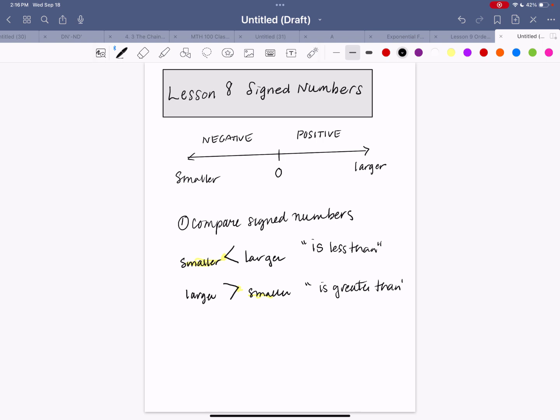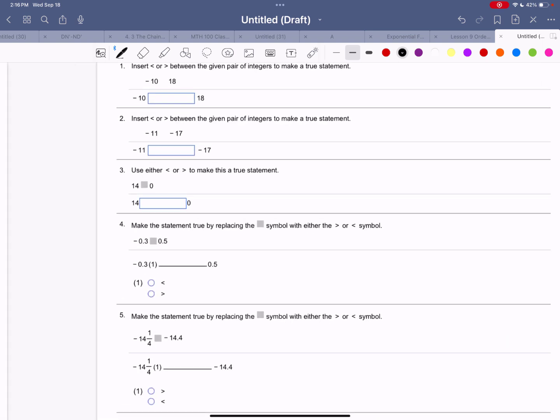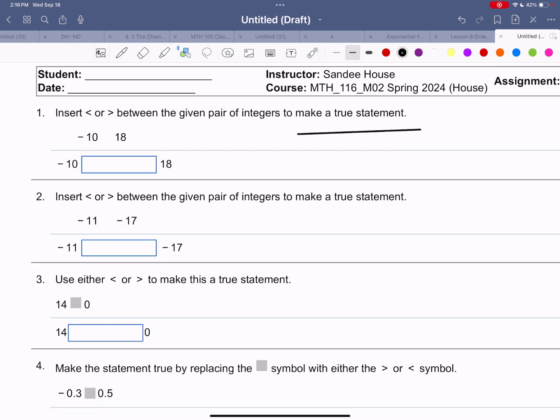And again, the farther to the left you are, the smaller your value. The farther to the right you are, the larger the value. So if you just think of the numbers along the number line, then it'll be easier to decide which one is larger or smaller. So a few examples. We have a number line here, and -10 is somewhere to the left, and +18 is over here. Well, that's pretty easy, right? -10 is definitely smaller than 18, so you put the point toward -10. So -10 is less than +18.